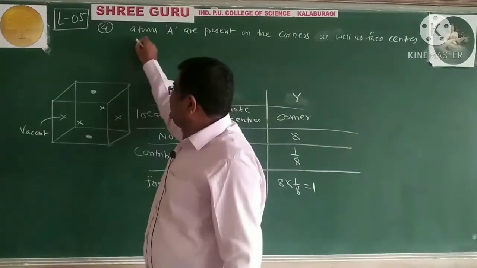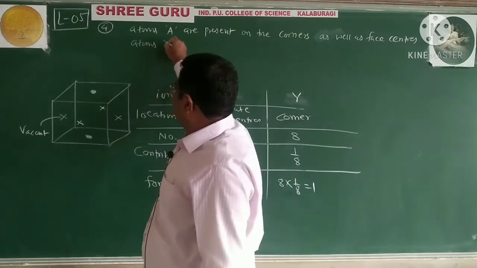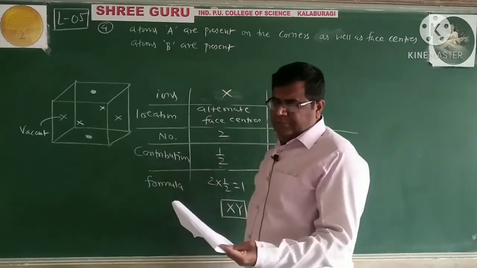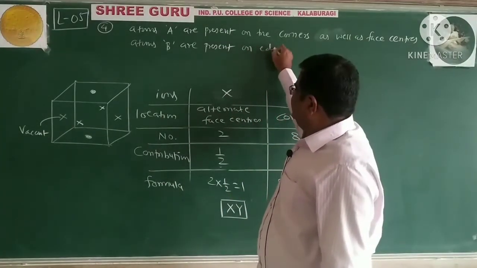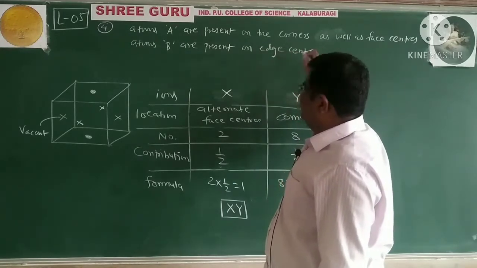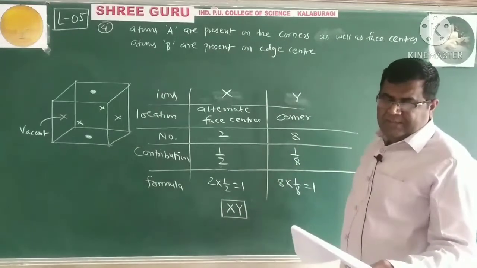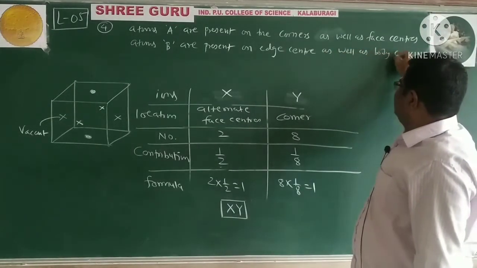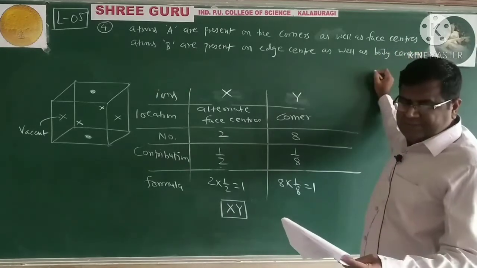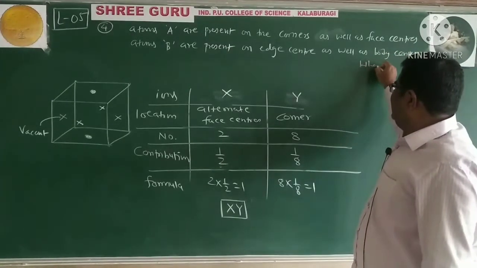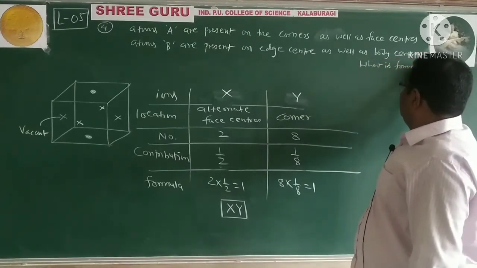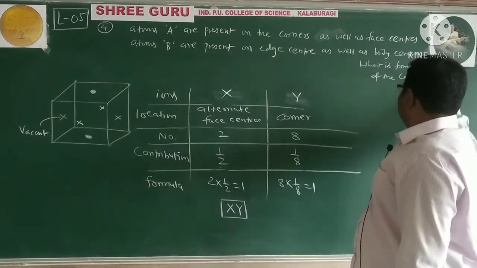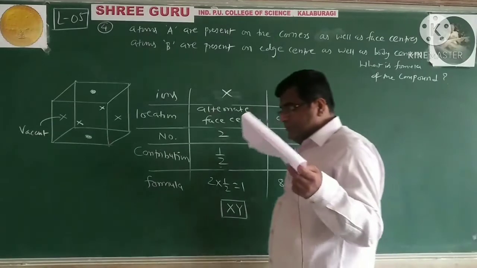Atoms B are present on edge centers as well as body center. What is the formula of the compound? What is the formula of the compound?